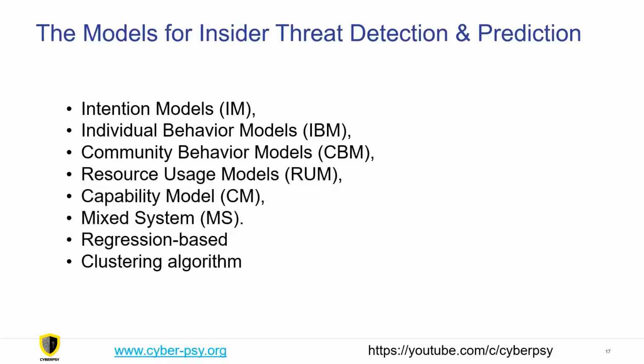Now, how do we detect this using models for insider threat detection? These are the commonly used models. Clustering and regression based algorithms are the most commonly used, and there are individual behavioral models where we train the model based on the data and behavioral patterns, and community behavioral patterns, which is another interesting subject that is out of scope for this talk. And there are resource usage patterns, capacity model patterns, and mixed system patterns.